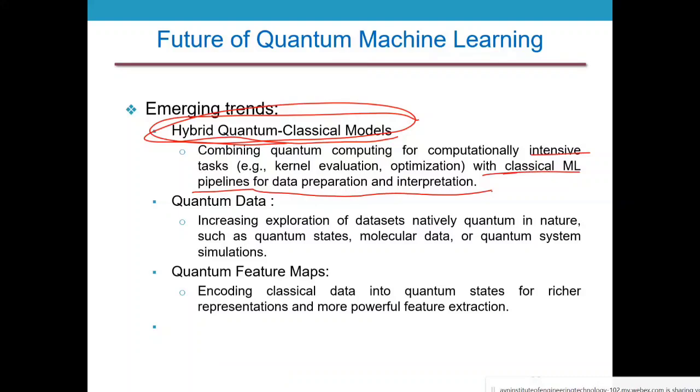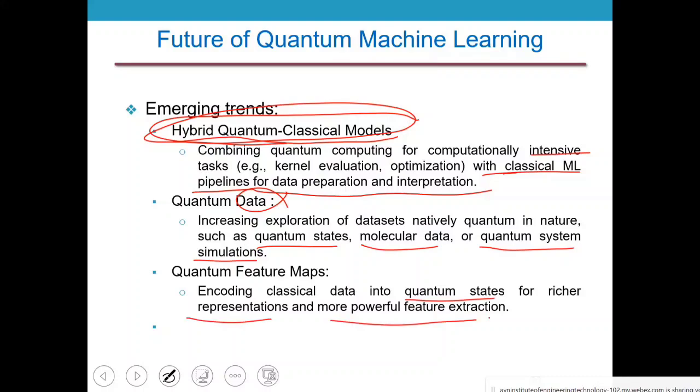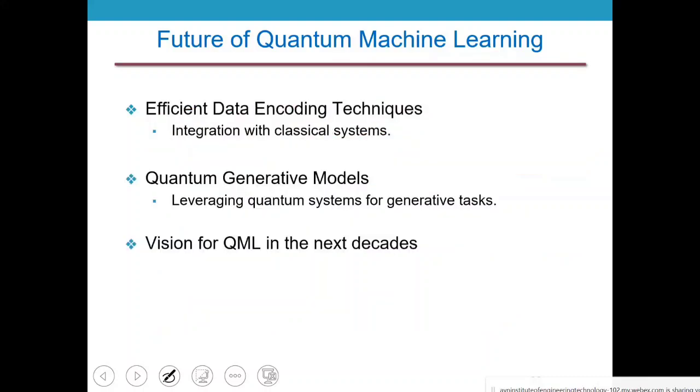So, data output interpretation, the data pre-processing kind of one you can use by using this, and then you can combine with the quantum related. Quantum data: increasing exploration of data sets natively quantum in nature, such as quantum states, molecular data and quantum systems simulations. And the quantum feature maps encoding the classical data into quantum states for richer representations and more powerful feature extractions. So these are some and a few more trends.